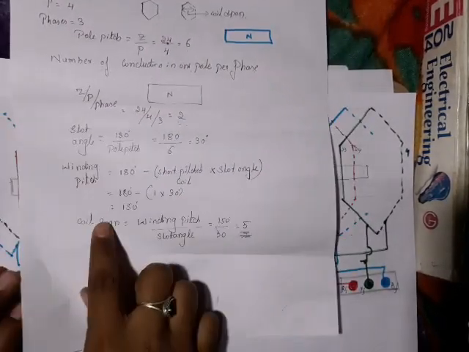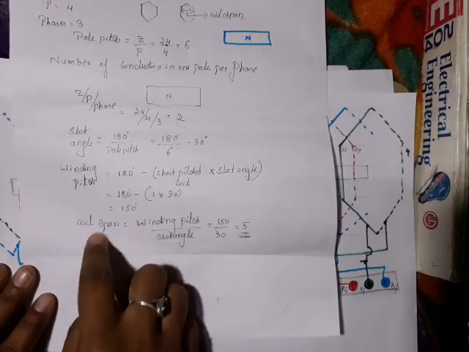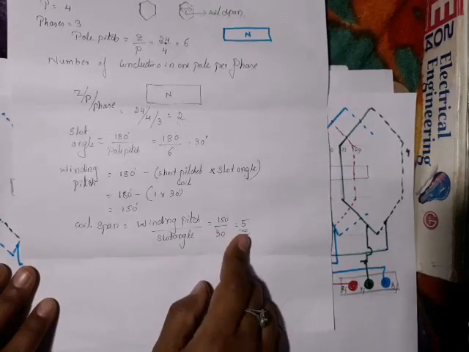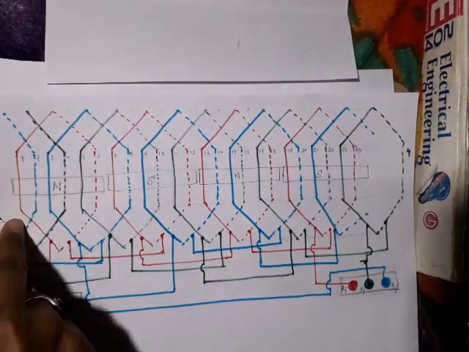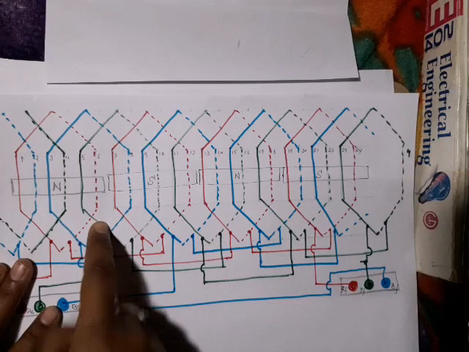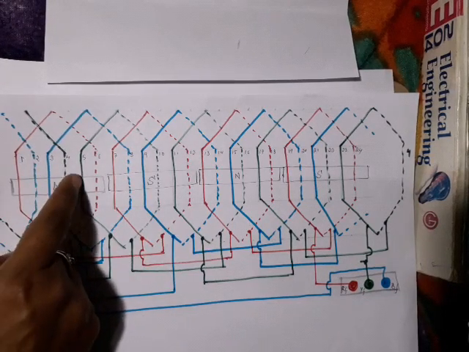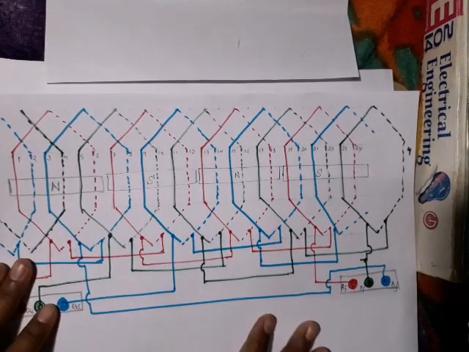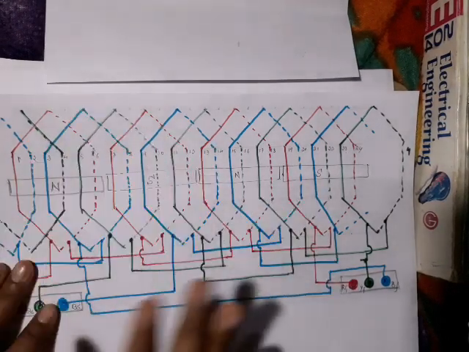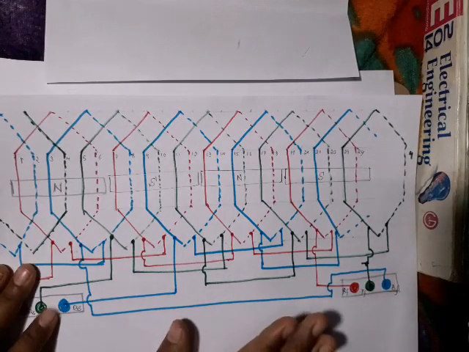Then coil span. Coil span means from one coil side to another coil side, how many conductors should we have? 5. Just check here. This is one coil side. This is another coil side. Between these we should have, see, 1, 2, 3, 4, 5 coil span. So that is how the calculation helps in writing the winding diagram.